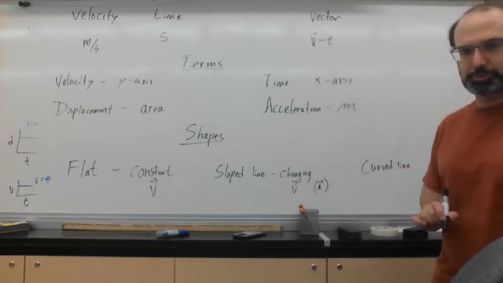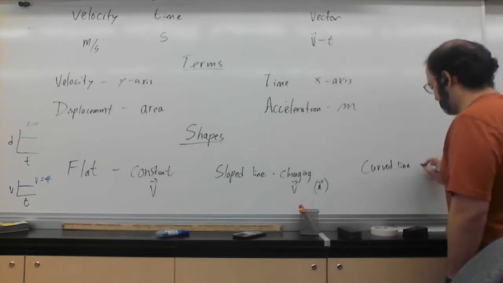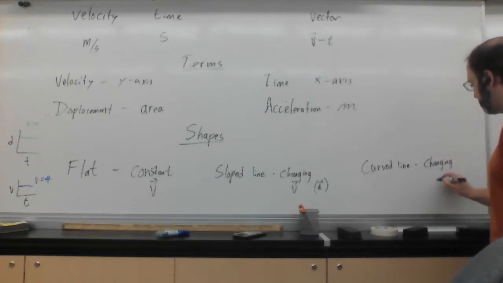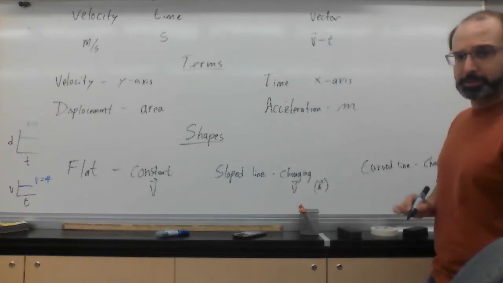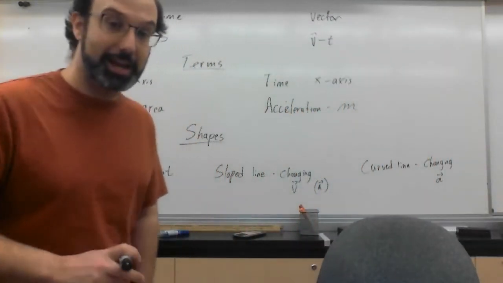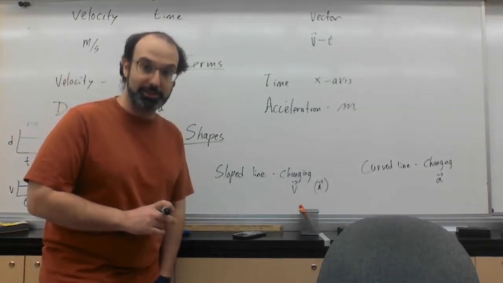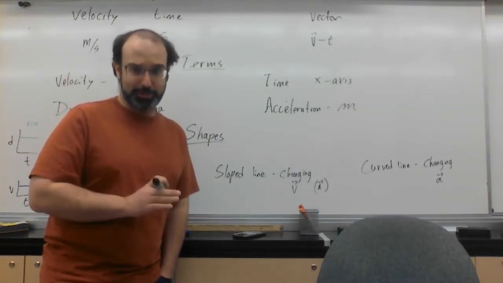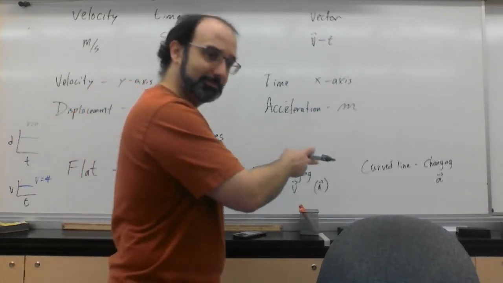And then the last one, a curved line. What's a curved line mean? Well, a curved line means changing acceleration. There's more than one acceleration value. And because there's more than one acceleration value, it gets things really messy, really complicated. But here's the wonderful thing. See that last one? Yeah, we're not doing that.